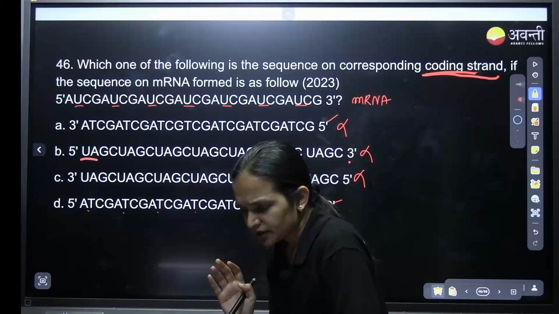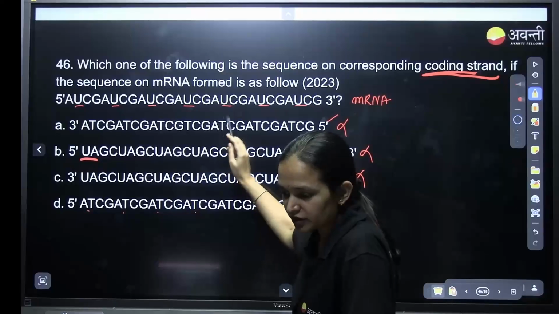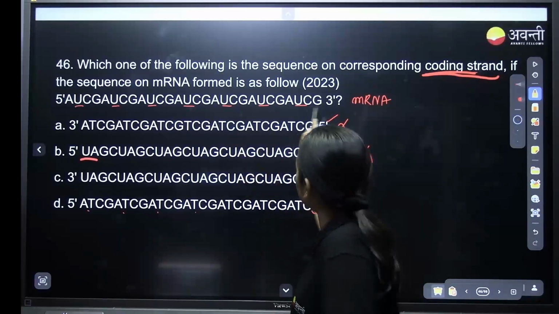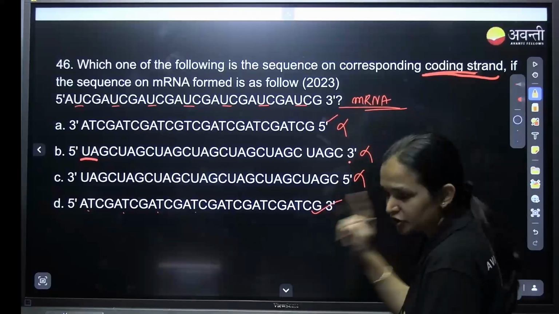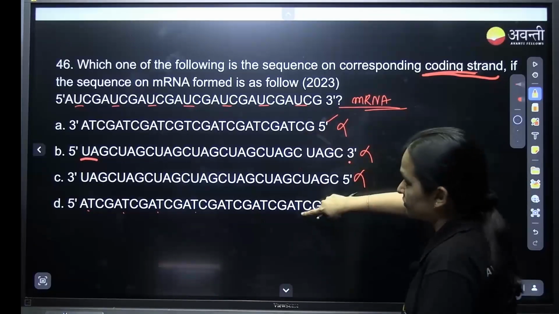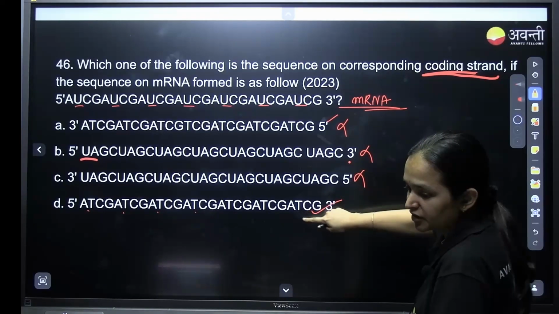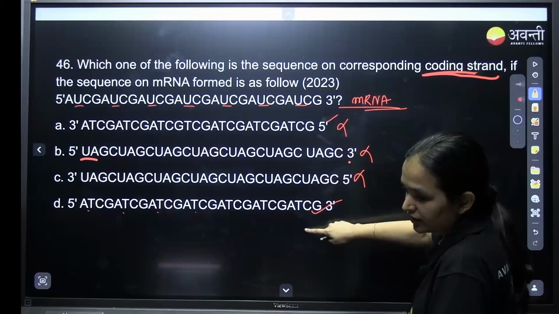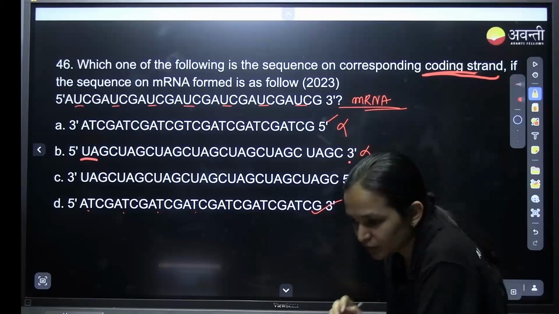Easy. Now when you get a question like this, coding strand means mRNA is the same as the gene. Coding strand means gene, so it is the same as the gene, the same as the base pairs of that particular coding strand. The only difference is that there will be T in place of U, because DNA does not have U.